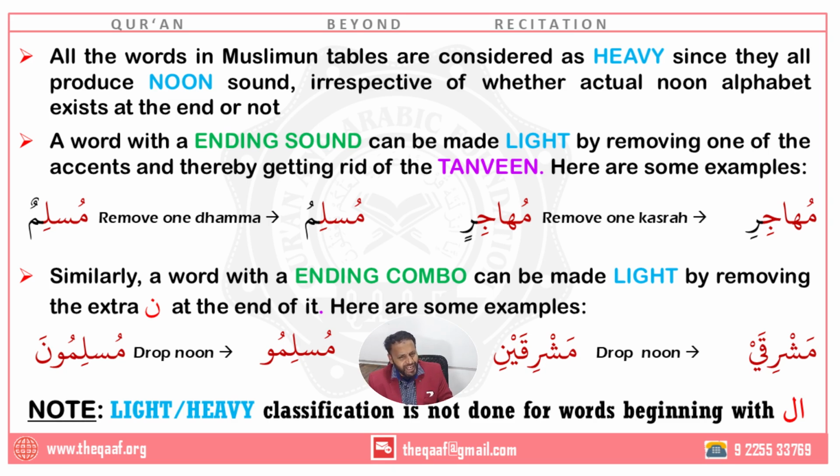So how do I make them light? Because ending combination words don't have double dhamma, fatha, kasra. So how do I make them light? Well, there is a different technique for it. For example, if you take the word muslimuna, this doesn't have double dhamma, fatha, kasra. This has ending combination. The technique is a little bit different. So our issue with the word being heavy is the noon sound. That is the culprit. So if I can somehow just get rid of the noon sound, then my problem is solved. I achieve whatever I wanted.